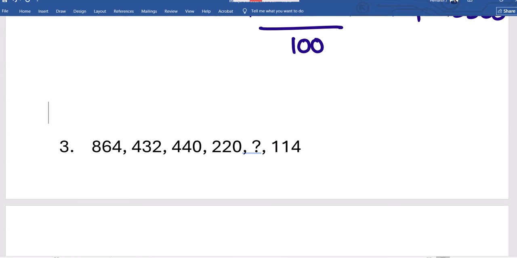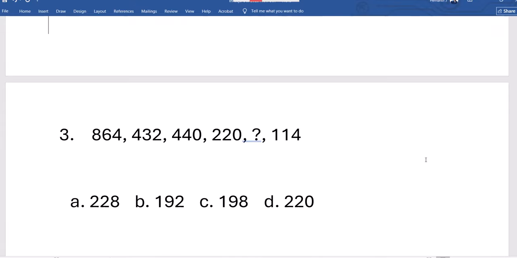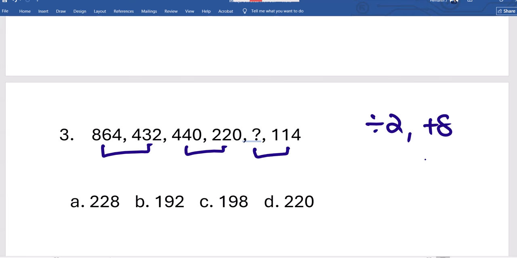Now this question series. So what's the logic? Divide by 2 plus 8. I take 2 pairs, divide by 2, divide by 2. This should be 228. Divide by 2, divide by 2. 228 divided by 2 is only 114. Or internally, divide by 2 plus 8, divide by 2 plus 8.